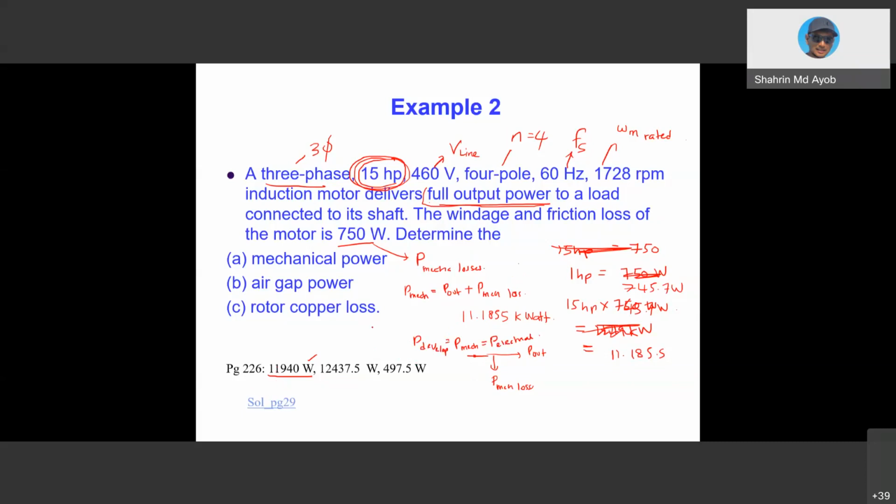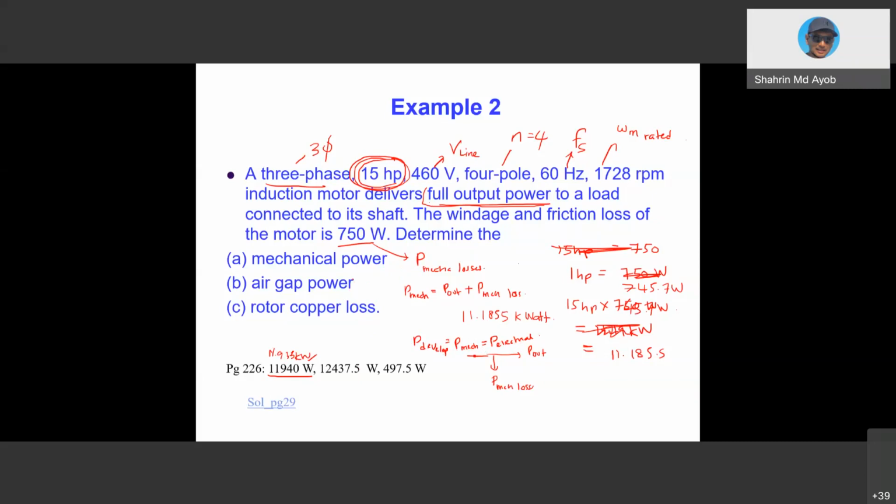Okay, can someone calculate? 11.935 kilowatt. Okay, acceptable range. So this is the mechanical output, which is equal to what I call P developed, and is also equal to the P electrical.